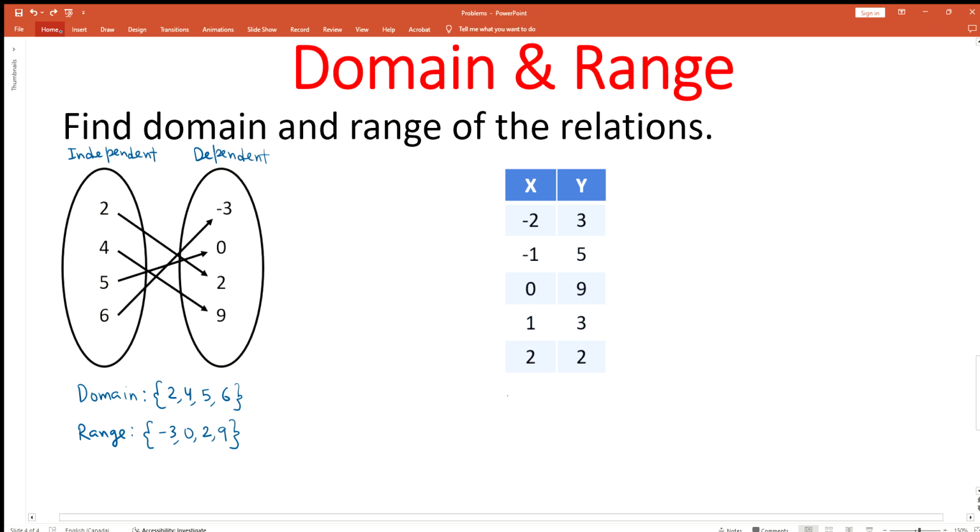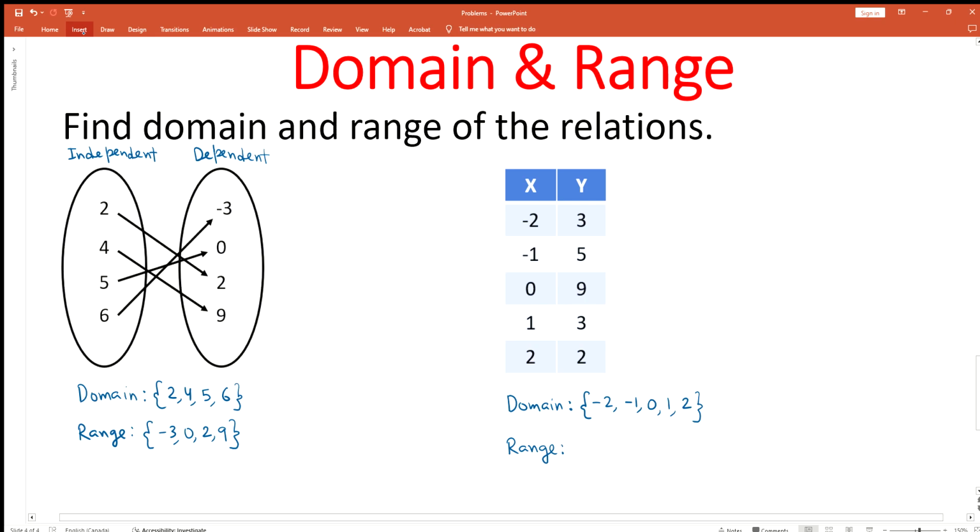Let's start with the domain. The given x values are -2, -1, 0, 1, and 2. We can list them in ascending order or least to greatest in curly brackets. This is the domain of the second relation. Now we can write the range. Range is for y values, and we are given 5 specific y values, 3, 5, 9, 3, and 2.